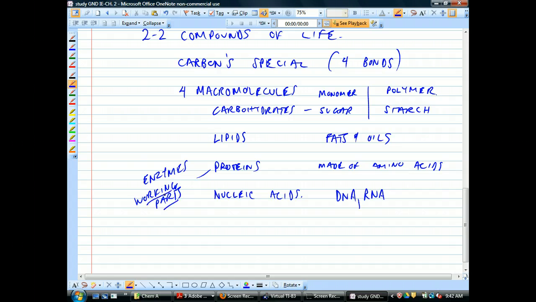Or connective tissues, things like that. And then nucleic acids are very important, obviously. DNA, that's the blueprint of the cell, right?